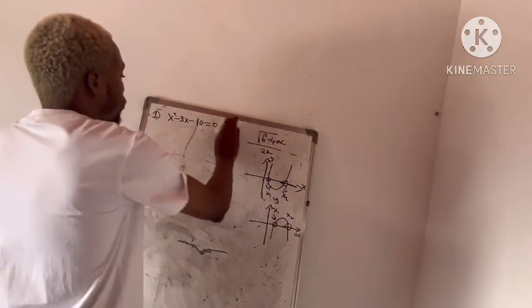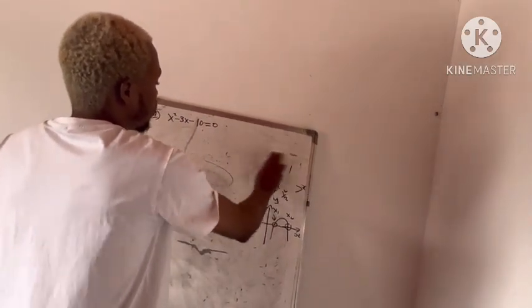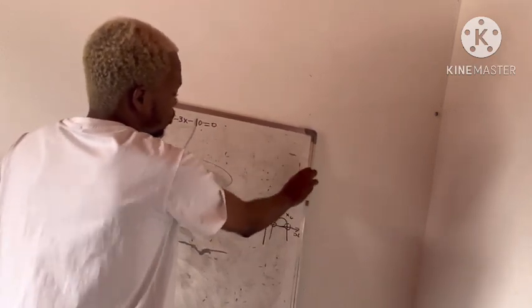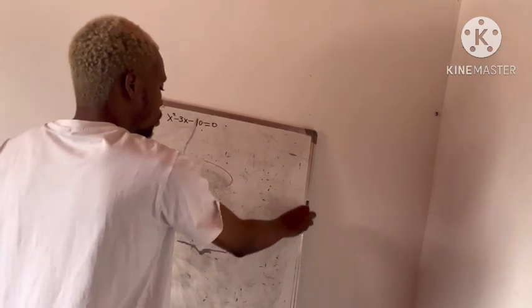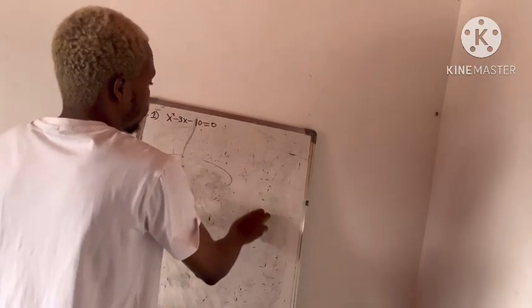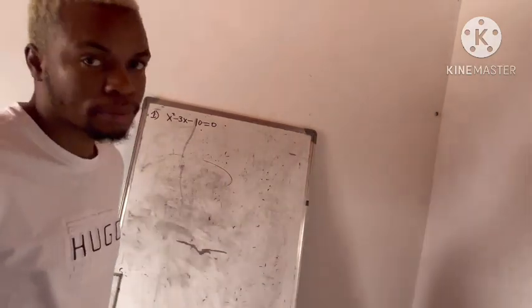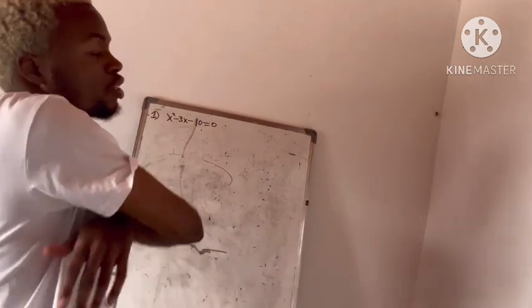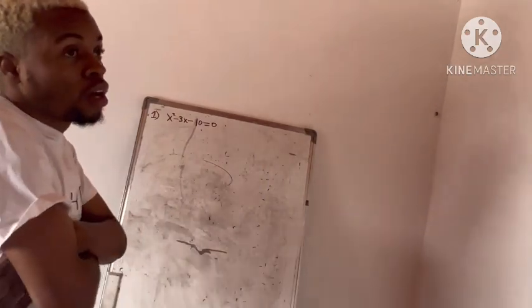Given you have written that, talking about solving this equation, x squared minus 3x minus 10 equal to 0.